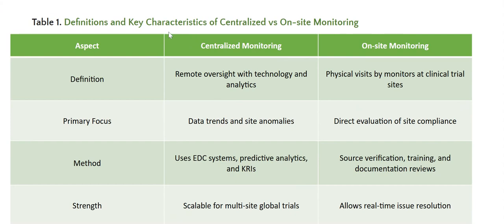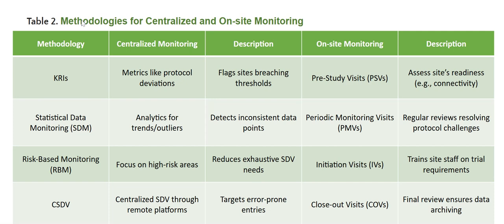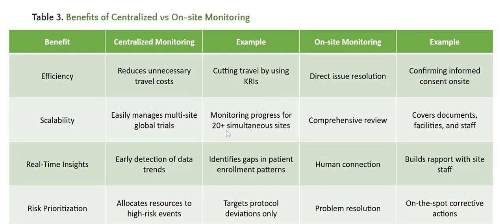Then next, we have the summary tables. First, we have the definitions and key characteristics of centralized versus on-site monitoring. Then the second table, Table 2, covers methodologies for centralized and on-site monitoring, with the methodology, centralized monitoring description, and on-site monitoring description. As key risk indicators, KRIs, statistical data monitoring, SDM, risk-based monitoring, RBM, and centralized source data verification. Then we have hybrid models.